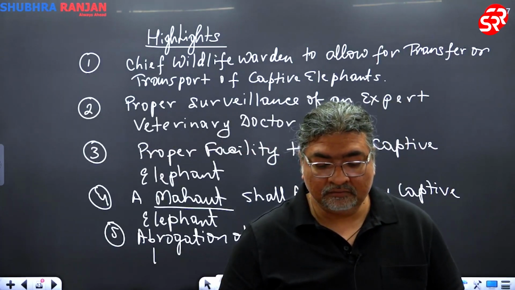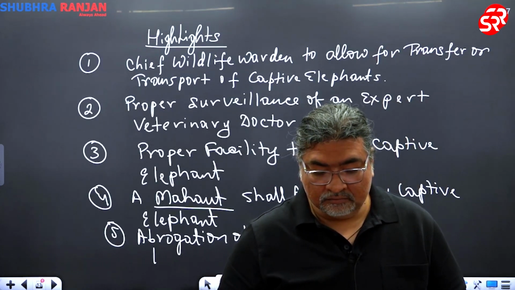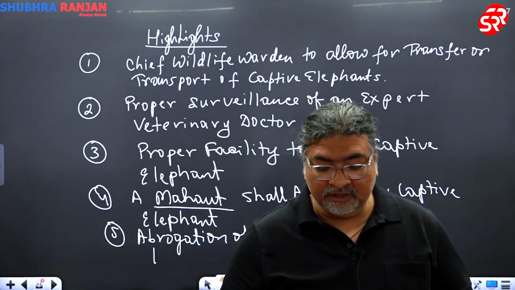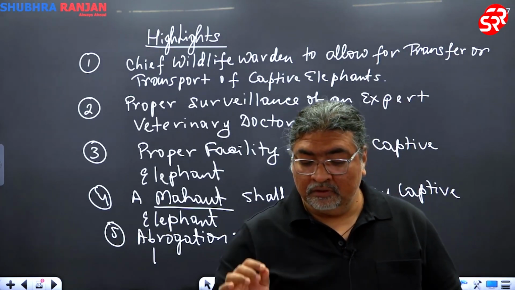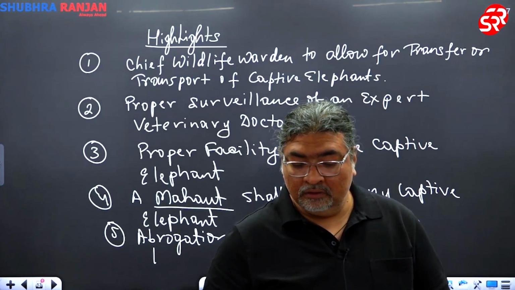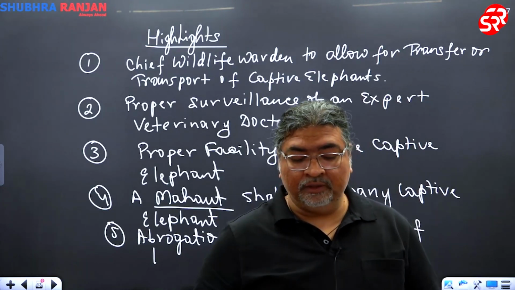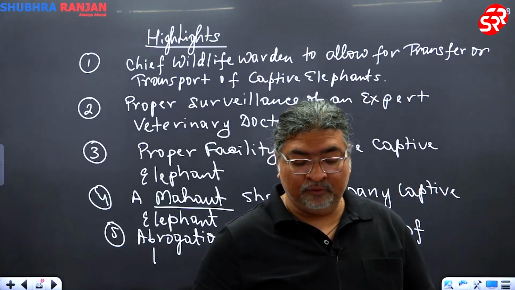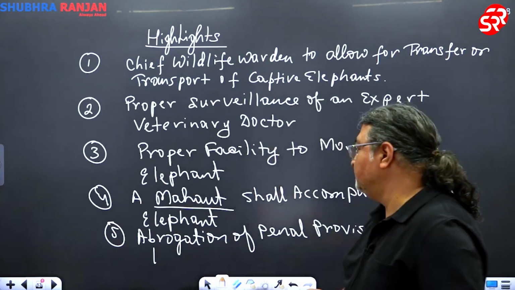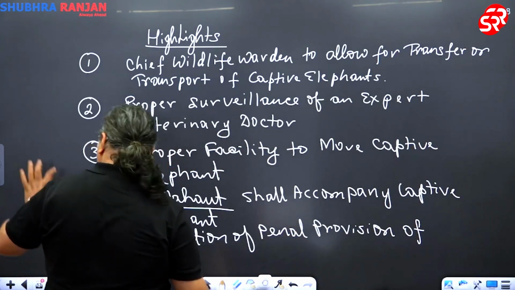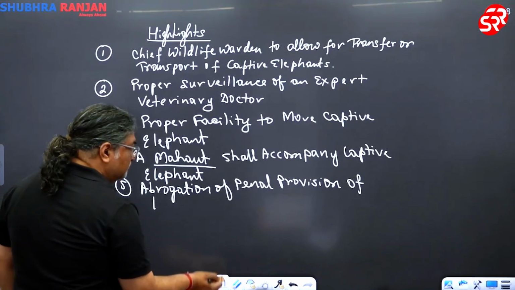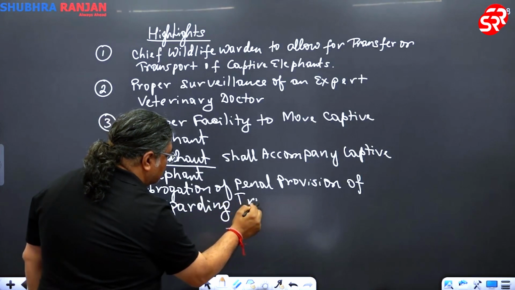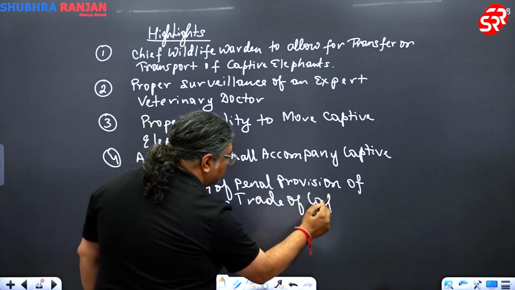Just one second. No, because that is a very important provision. I will give you the exact thing that is given there. The amendment to the act brought in the exemption for the first time, allowing captive elephants to be moved in the trade in wildlife. That means for trade purposes. Abrogation of penal provision regarding trade of captive elephant.